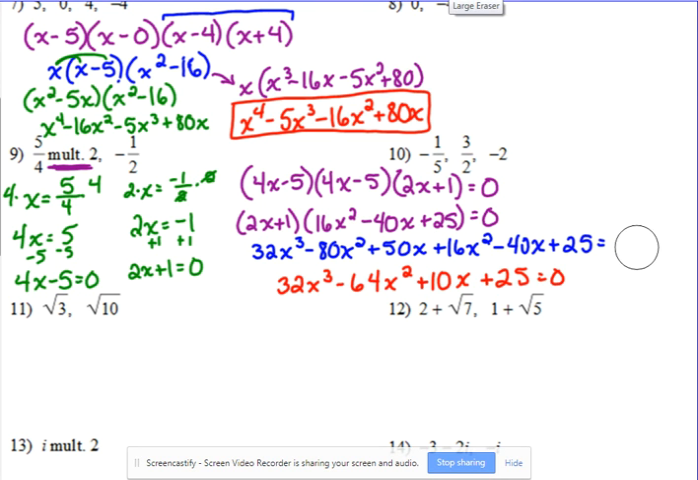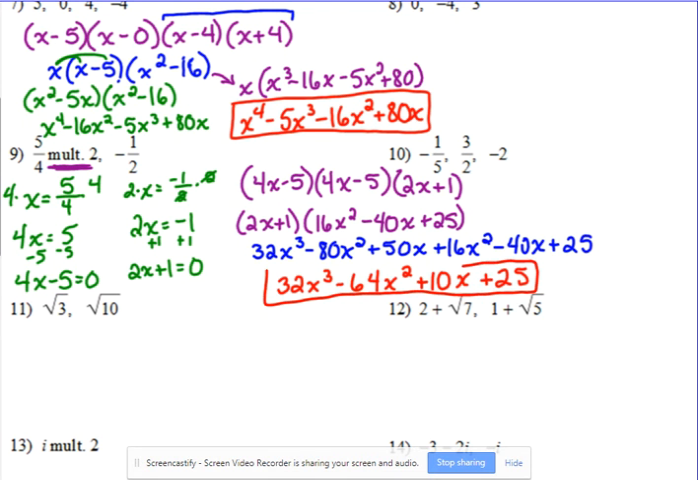I don't know why I all of a sudden put an equals 0 there. There should not be an equal 0 on the end of this. I don't know why I was doing that. I was thinking about solving instead of just trying to get the polynomial. I'm sorry. Too many things to remember at one time.